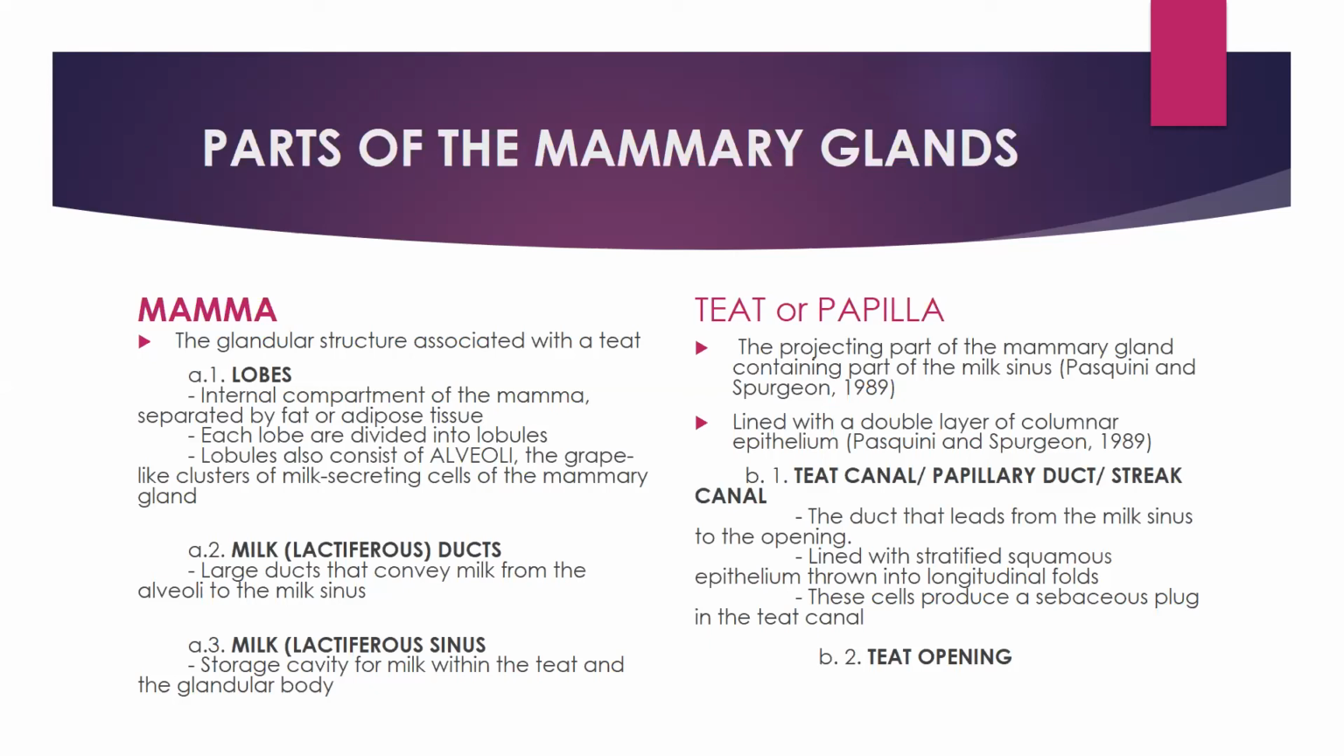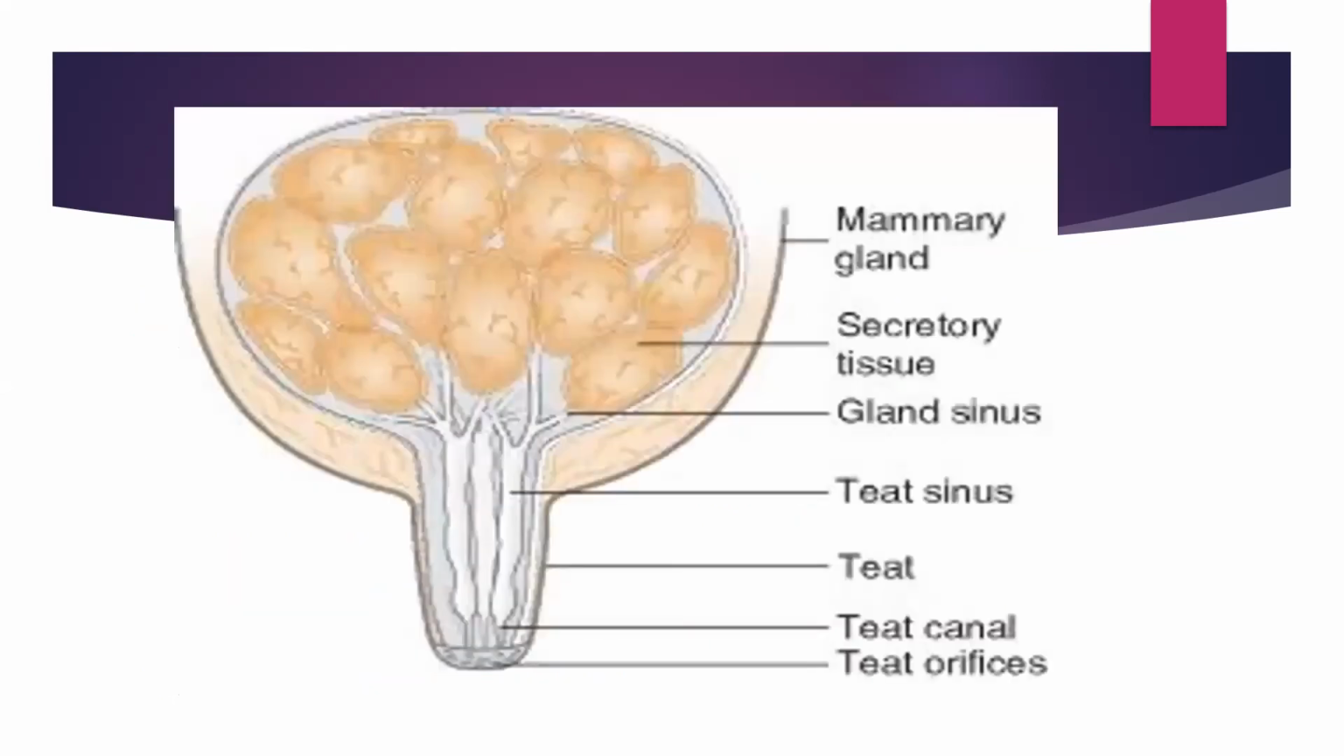They have the teat canal, which is a duct that leads from the milk sinus to the opening, and it's lined with stratified squamous epithelium thrown into longitudinal folds, and these cells produce a sebaceous plug in the teat canal. So you have it here. So you have the mamma.